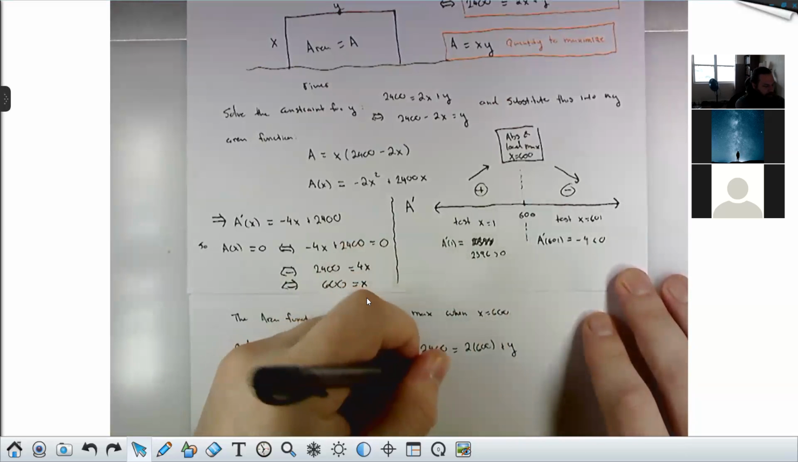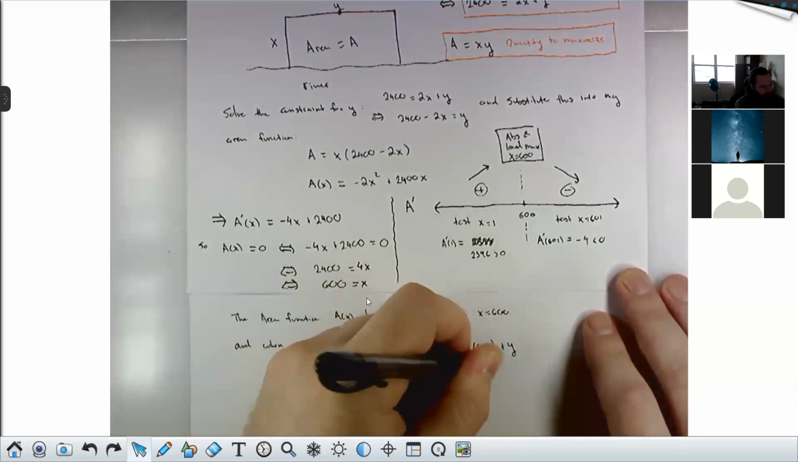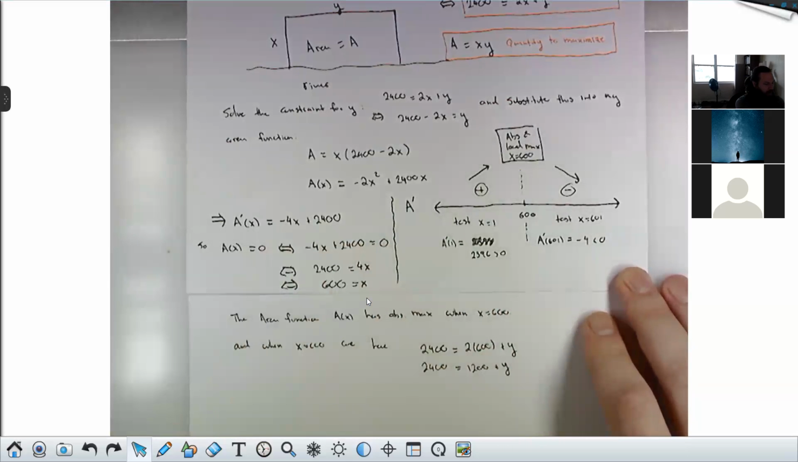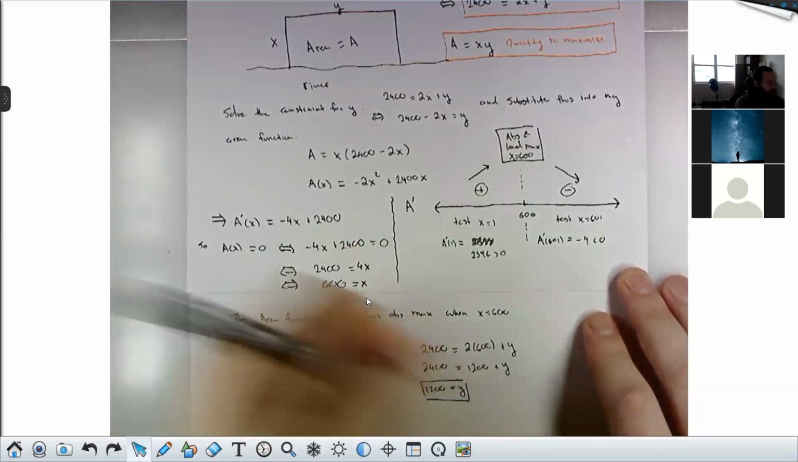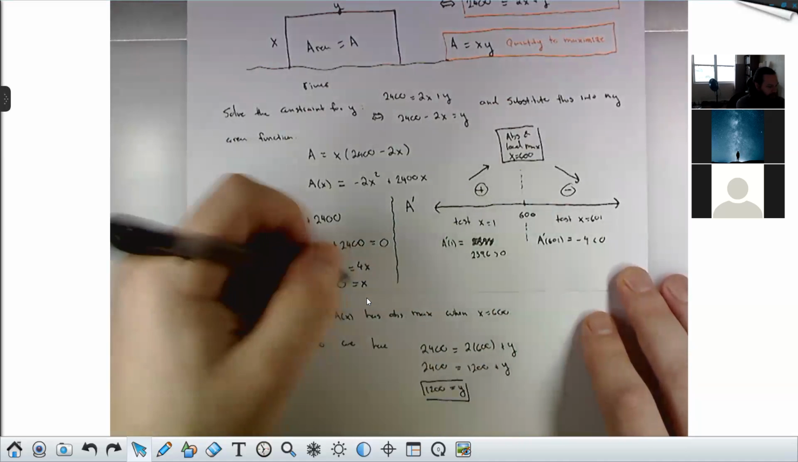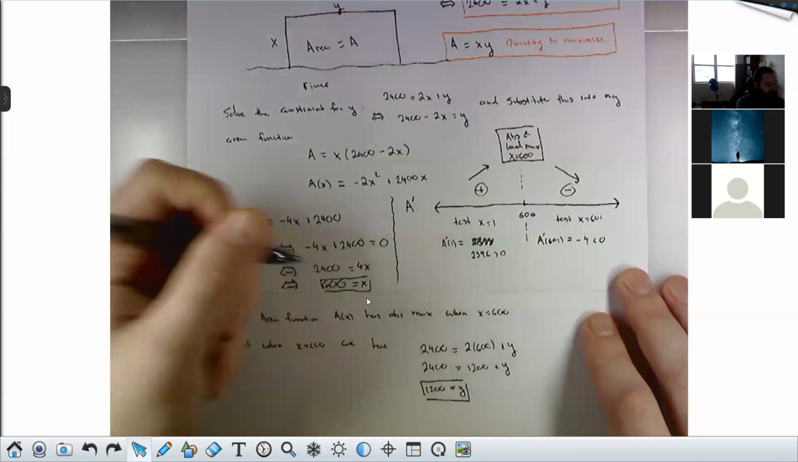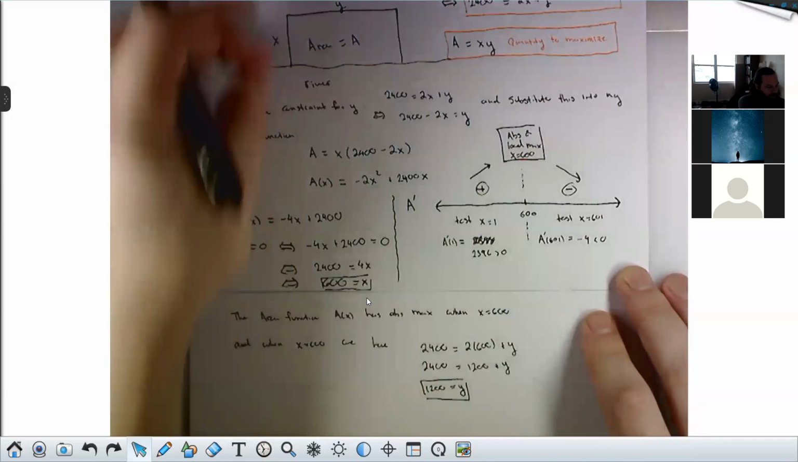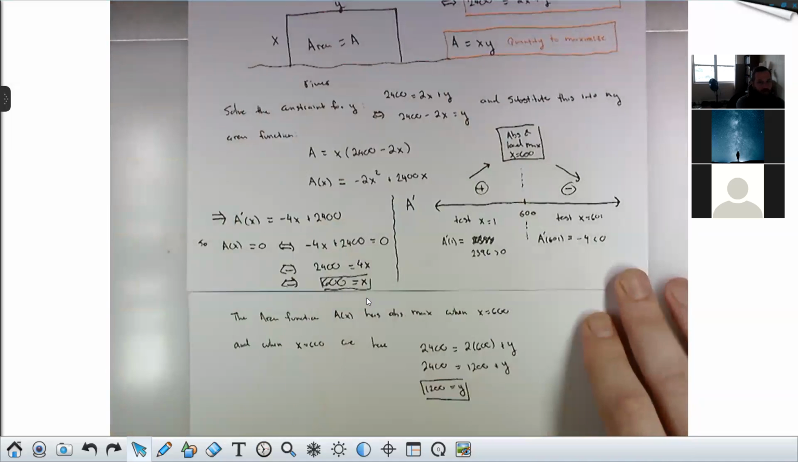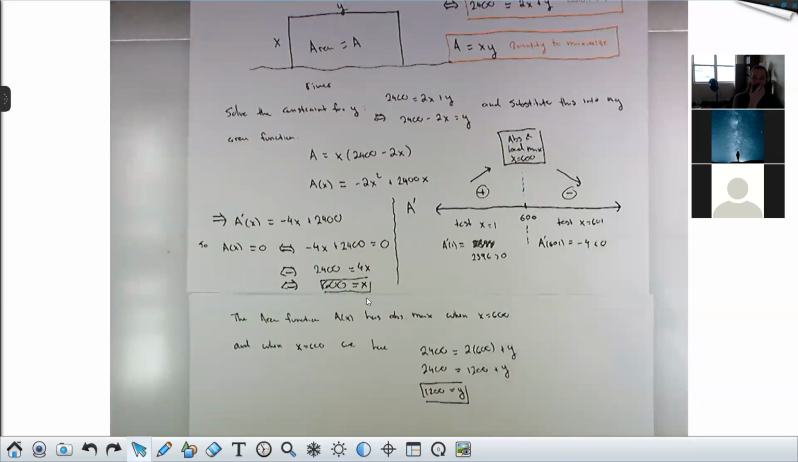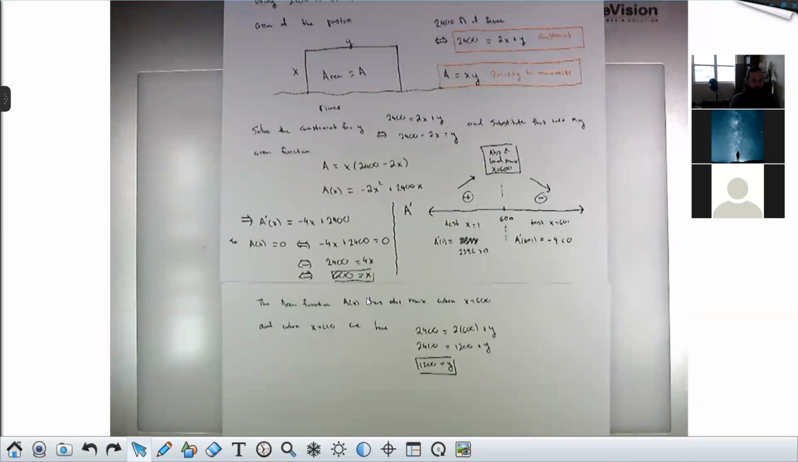This is the same as saying 2400 is equal to 1200 plus y. And we can subtract over the 1200 and we get 1200 equals y. So the dimensions that maximize this area are 600 units like this, 600 feet, and 1200 feet like this. And that's it. That's your first applied optimization problem solved. Any questions on what we did here?